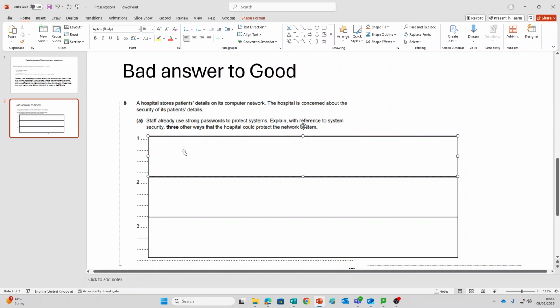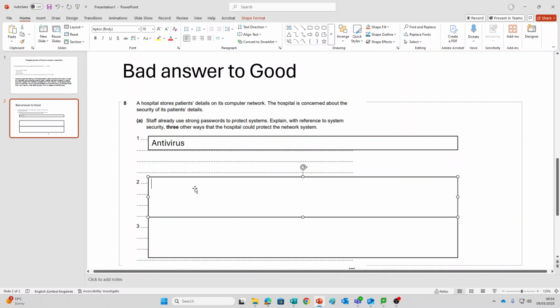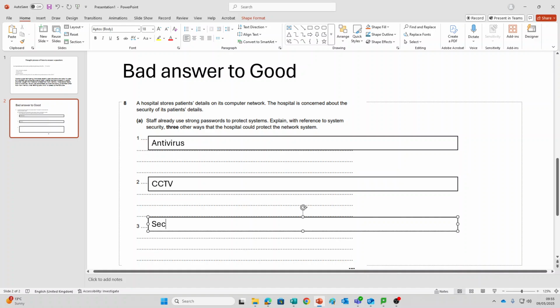Now, what some of you will do is go antivirus, CCTV, and then security guards. Something like that. Now, these are a bit too similar in my opinion, so I would avoid them. You might be using both, but you're not explaining with reference to the system or to security.